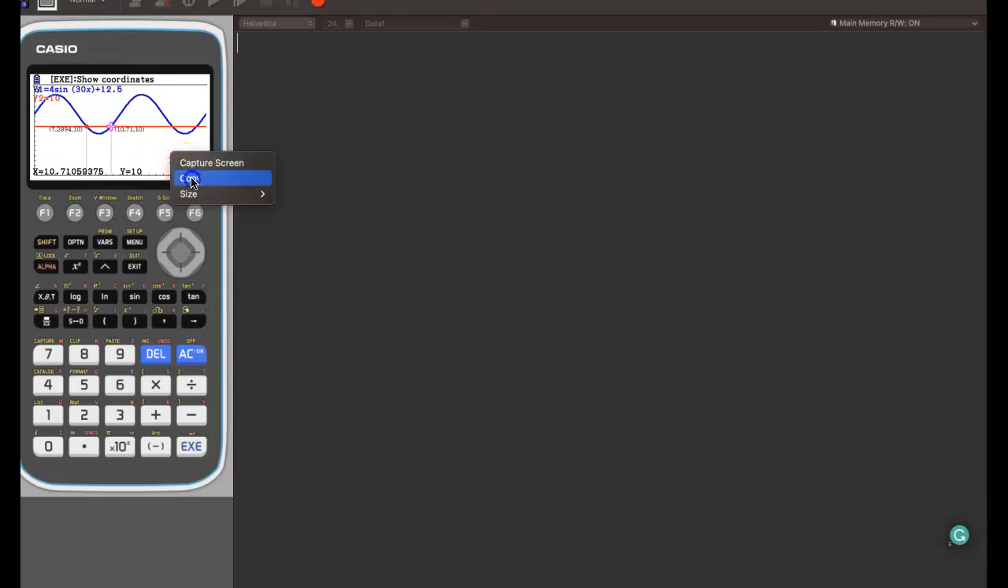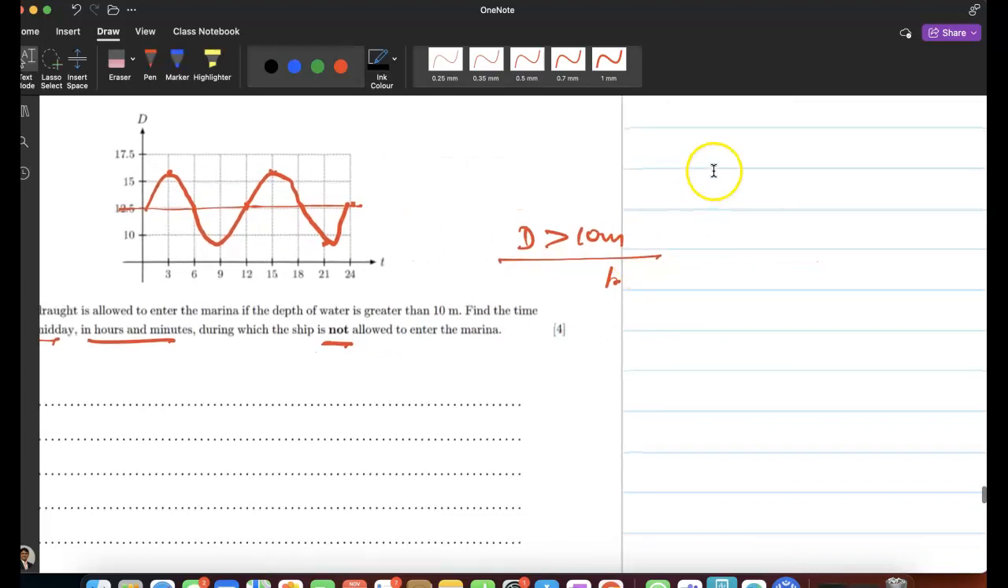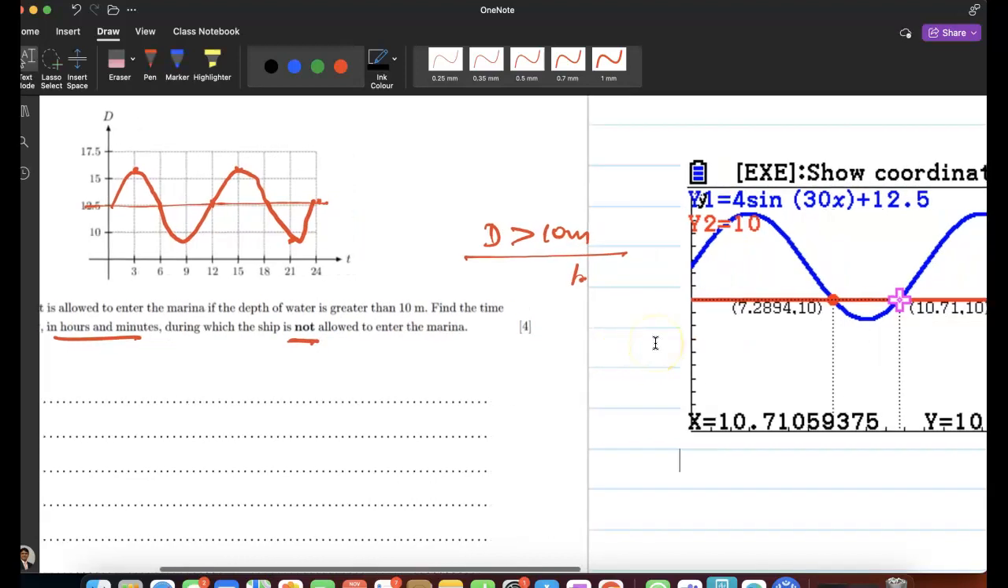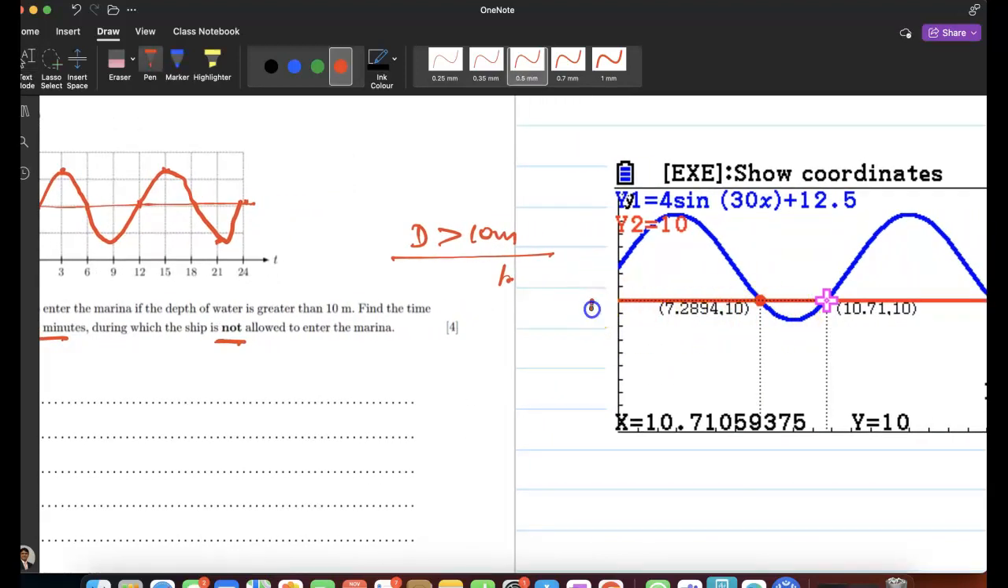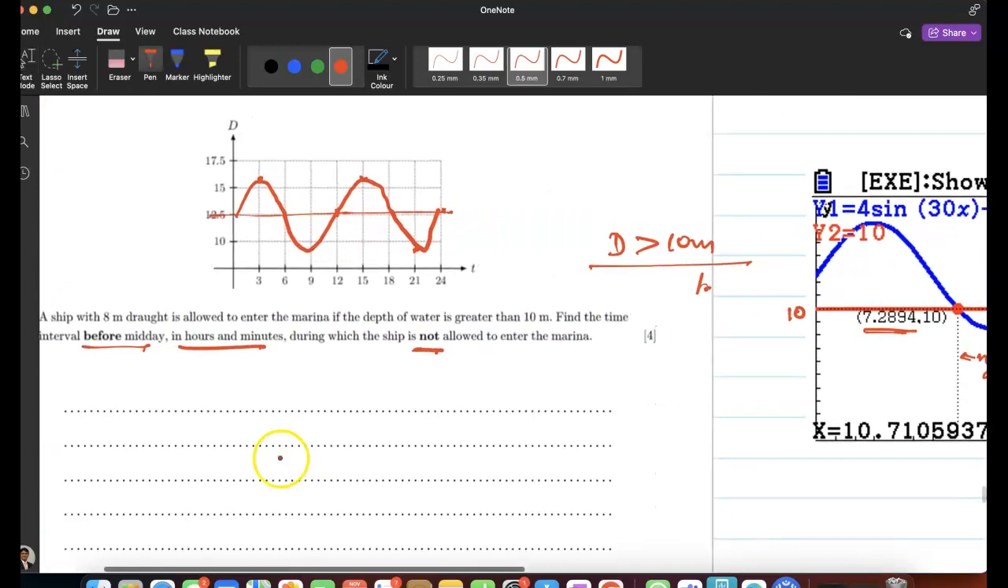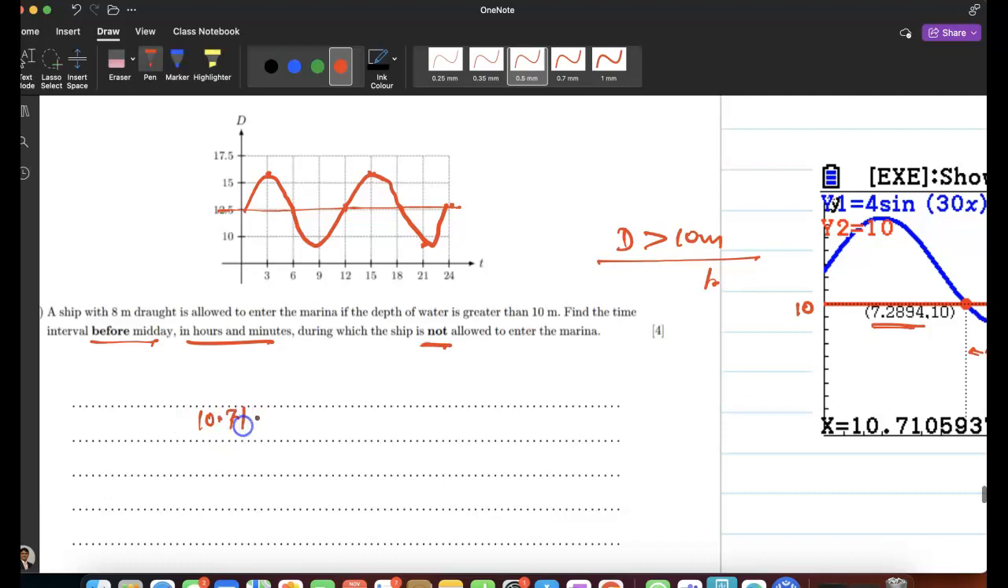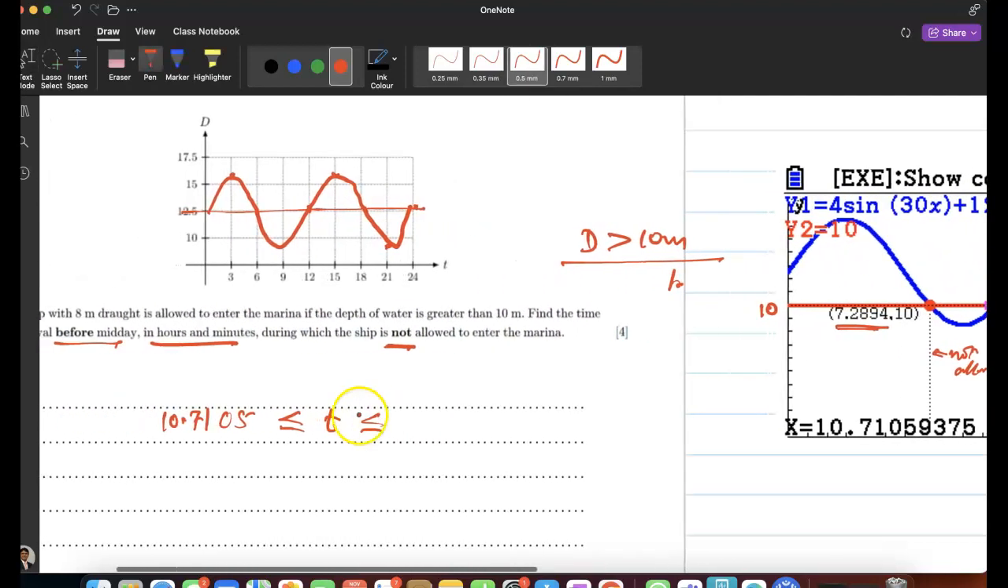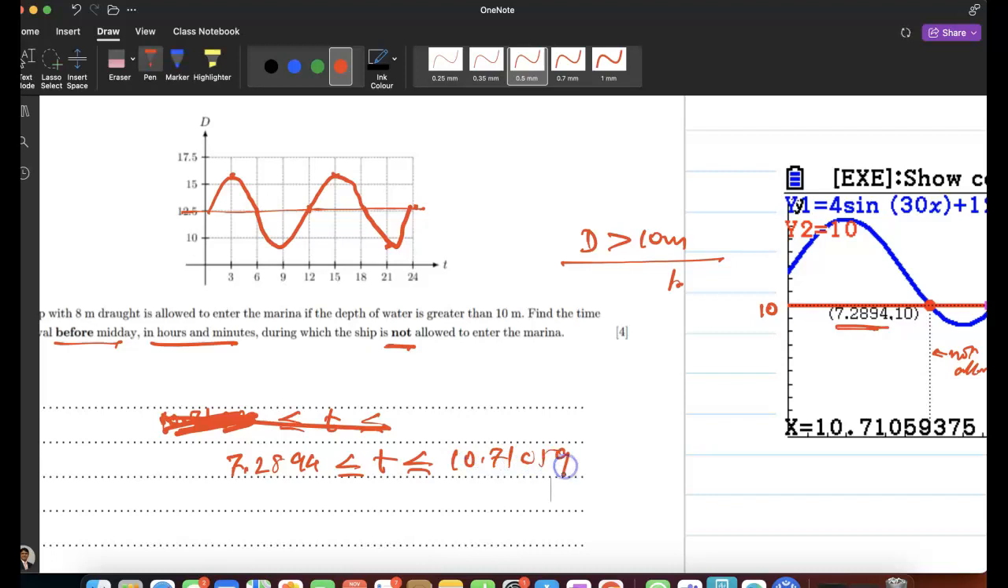So if I take these values, I'll put it here to explain it to you. Basically, this is 10. So when it's less than 10, it's not allowed to enter. So that means it's less than 10 between 7.2894 and 10.71. Correct. Find a time interval. So 7.2894 is less than or equal to t, which is less than or equal to 10.7105.